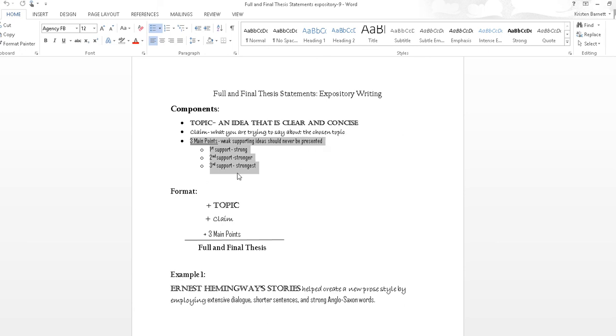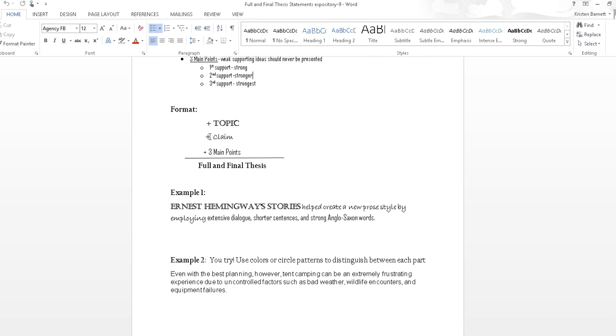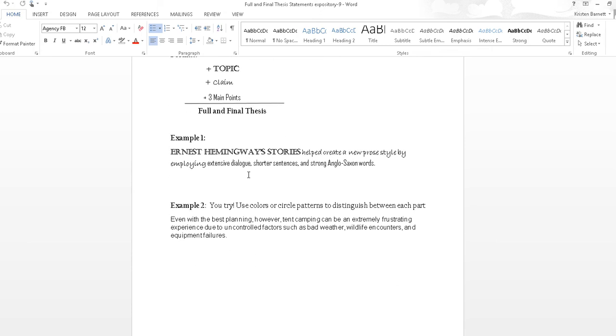claim. These 3 points correspond with your 3 body paragraphs, so if you have more than that, you would have more main points, or else they would be separated into other body paragraphs, but that's what that corresponds with. So your topic plus your claim plus your 3 points is your full and final thesis. It's just like an equation. So here is an example.